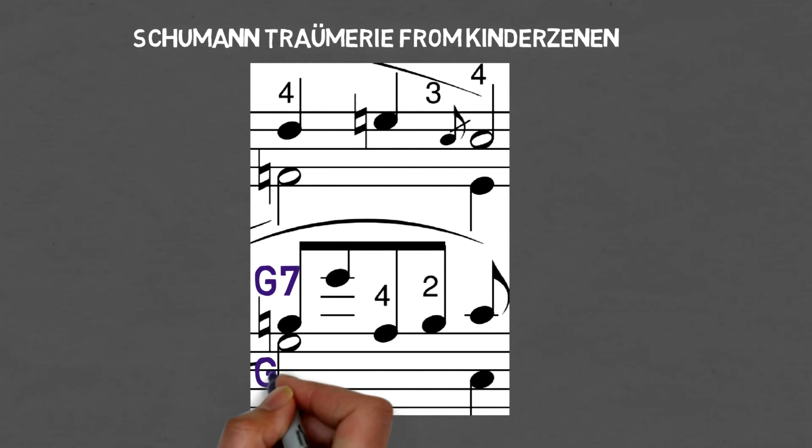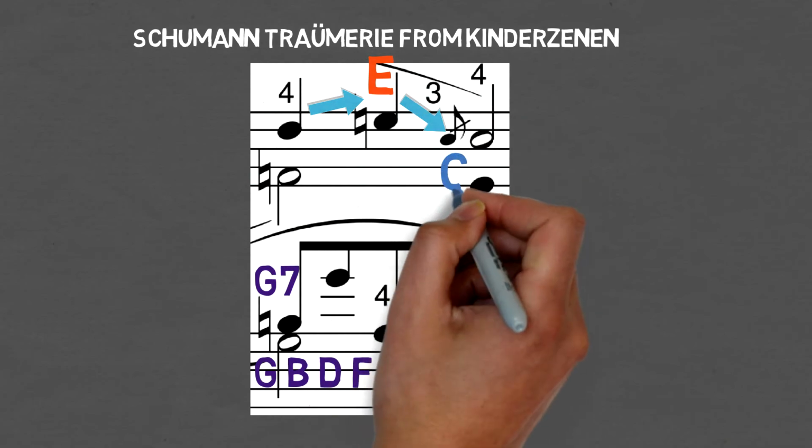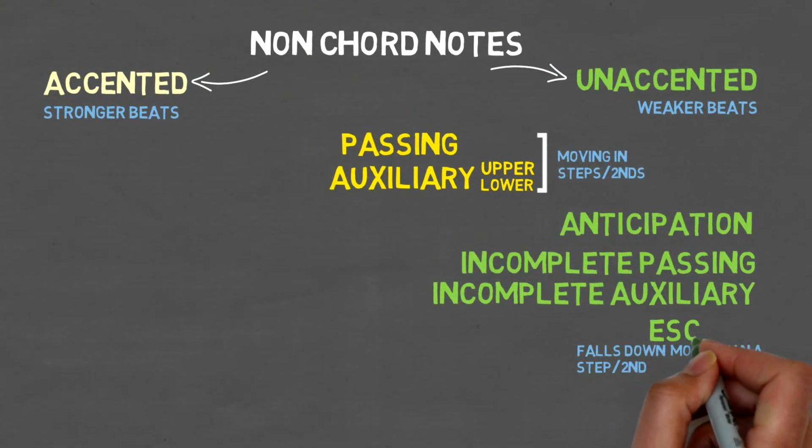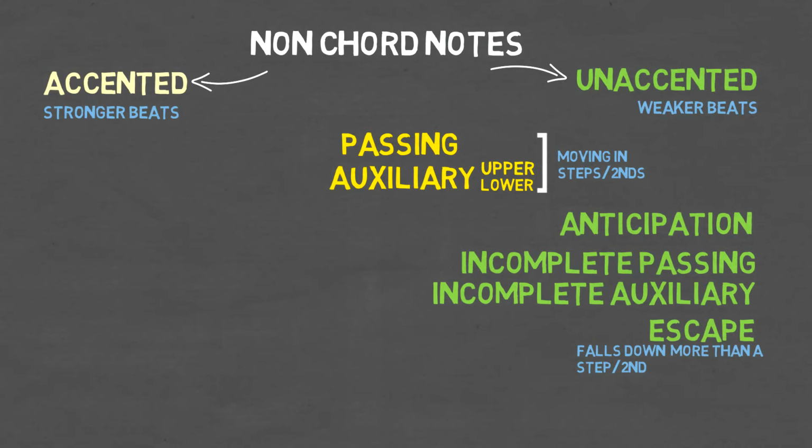The left hand is playing G7 with notes G, B, D and F. E is the non-chord note which falls down to C in the next chord. The simple English word for this is an escape note, or if you want to be very academic, an échappé.